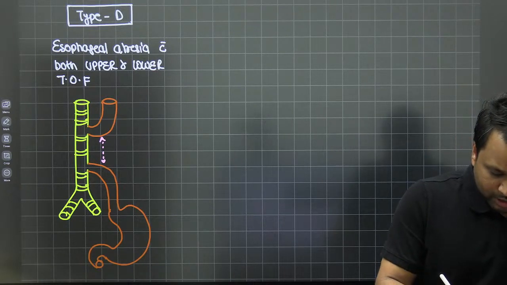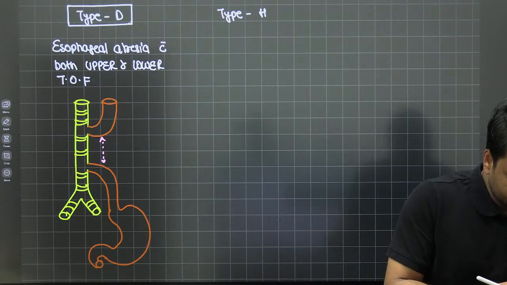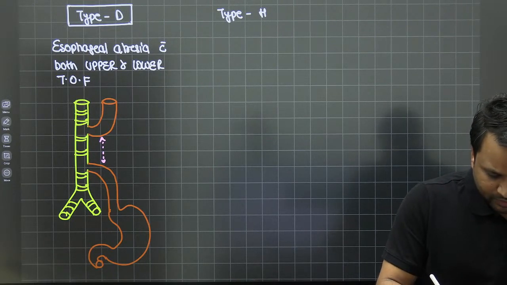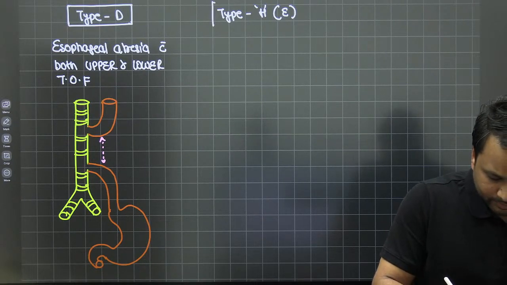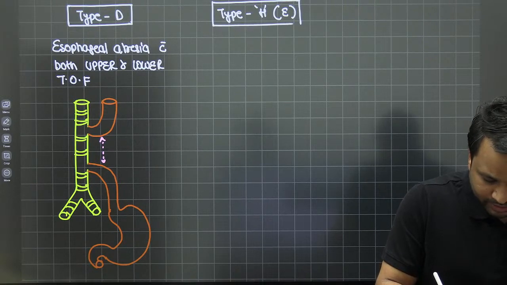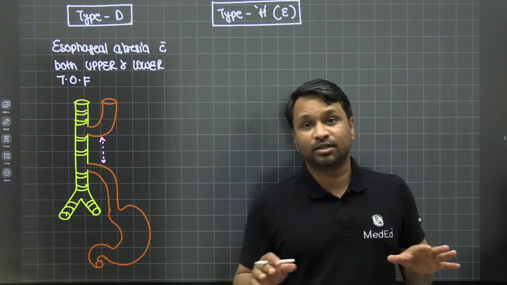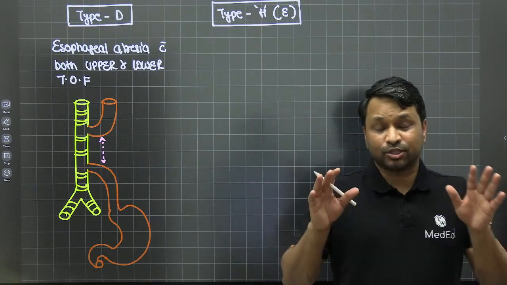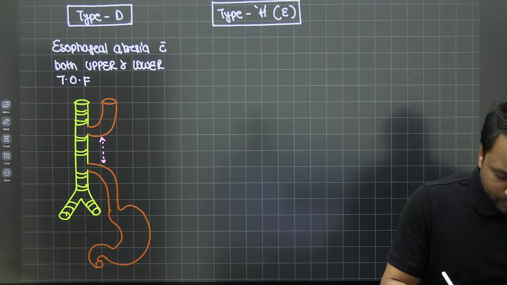Then you have something called the type H variety. We don't call it an E variety. Just for the sake of understanding, I can number it as alphabet E, but it is popularly referred to as the type H variety. In type H variety, there is no atresia at all. It will only have a tracheoesophageal fistula. It is what we call the pure fistulous form.